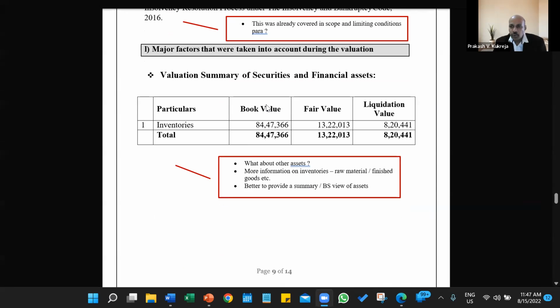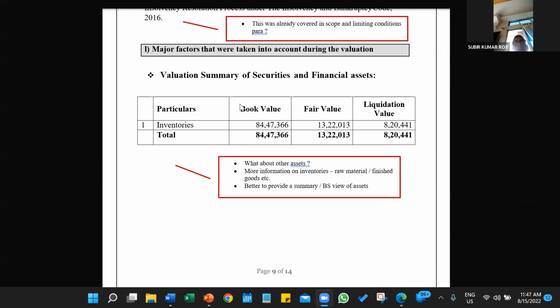So if you see, there is no mention about debtors over here, right? Even if maybe the debtors are 0, if there is some follow-up which the IP has done, that specific should come out, right?